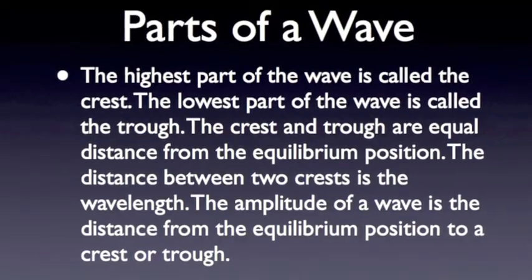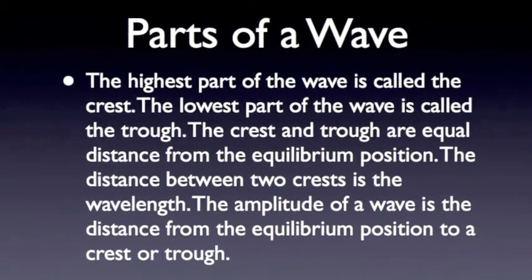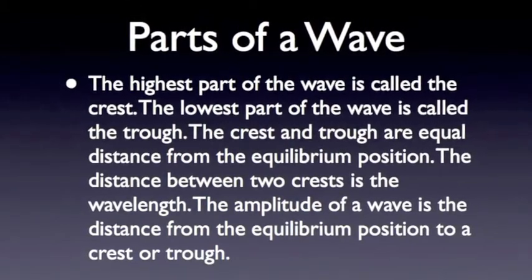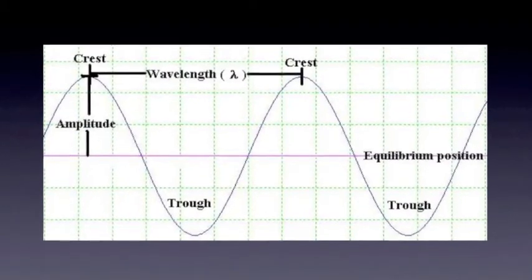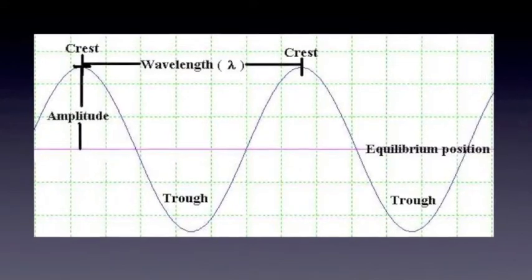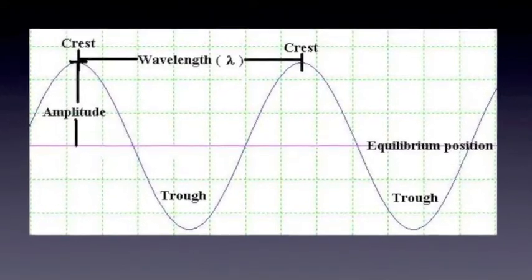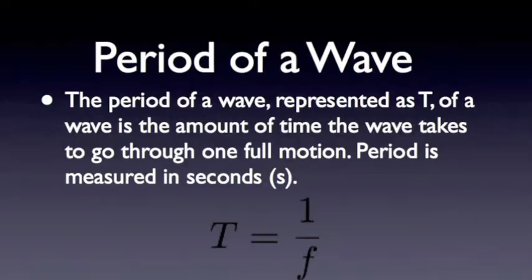Parts of a wave. The highest part of the wave is called the crest. The lowest part of the wave is called the trough. The crest and trough are equal distance from the equilibrium position. The distance between the two crests is the wavelength. The amplitude of the wave is the distance from the equilibrium position to a crest or trough.